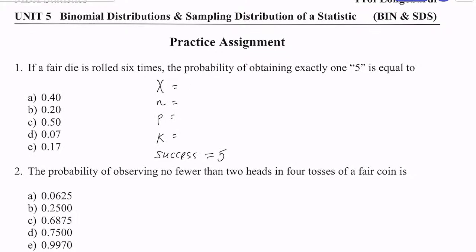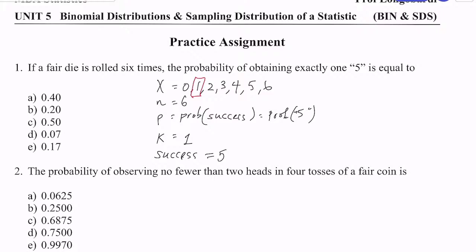Out of the total trials, I could have gotten 0, 1, 2, 3, 4, 5, or 6. Notice there's always a 0, okay? So I could have no 5s up to 6 5s. All of those are possible. But the one I'm really interested in to solve this problem is I want exactly 1. So K is equal to 1. N is equal to 6, right? And P, what's P? P is the probability of success. It's the probability of a 5 on each trial.